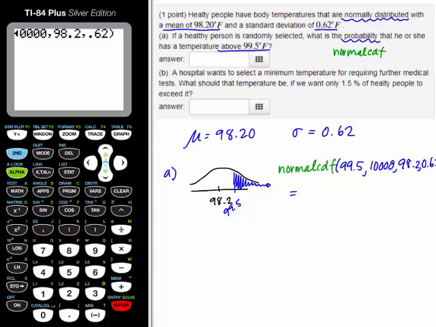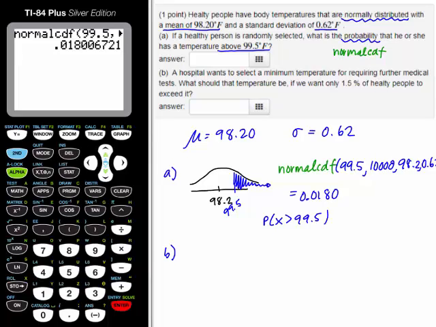So you press enter, and we get 0.0180. That's the probability of X being more than 99.5. That's the temperature. Right, so what about part B? The hospital wants to select a minimum temperature. So now what is the temperature so that only 1.5% of people exceed it?